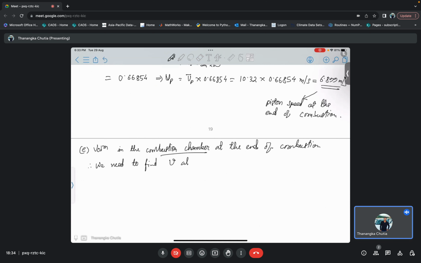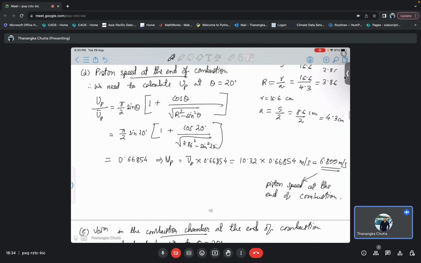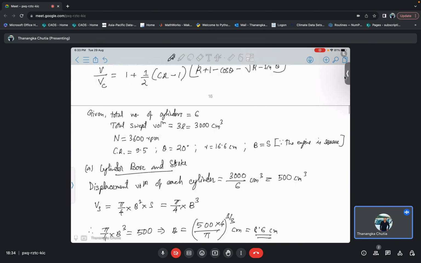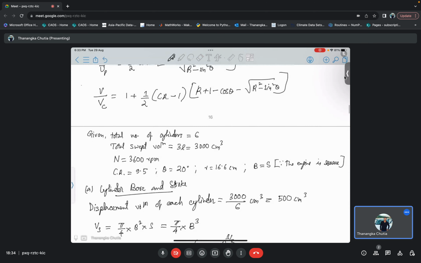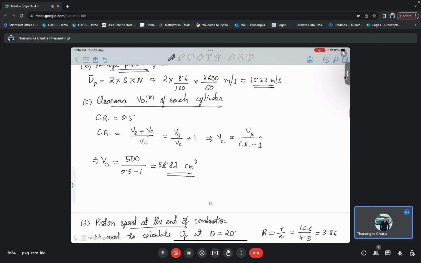V at theta equals 20 degree. Why? Because we know that there is a formula for instantaneous volume, and in this case at the end of the combustion, it is a function of the angle theta. So at the end of the combustion, the theta that is being created by the crank is equal to 20 degree, okay. And here also we have a non-dimensional equation, this one, okay.